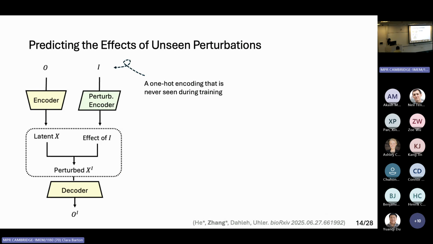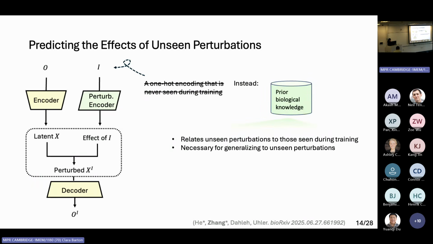The solution to this is also very, very simple. Instead of just using a one-hot encoding, we can use a representation of the perturbation from a prior knowledge base.